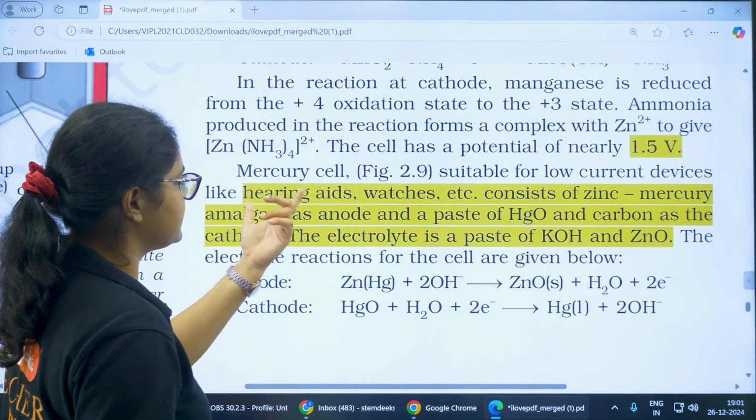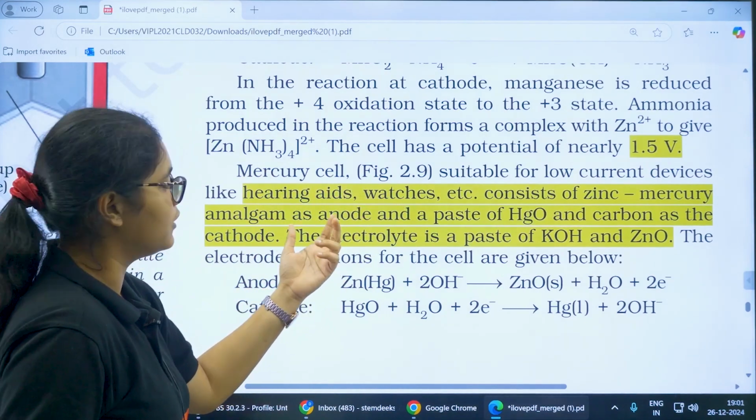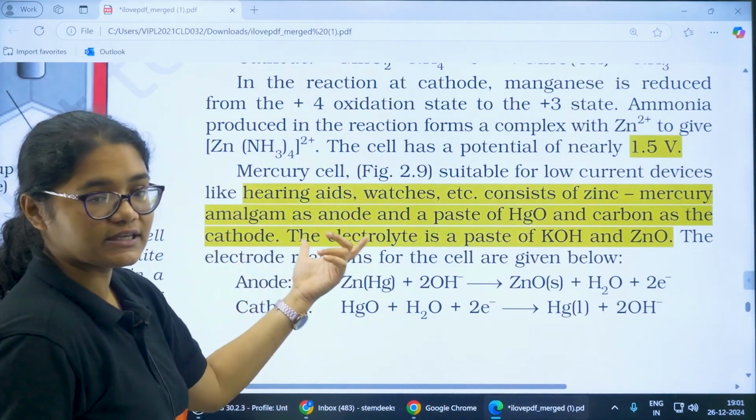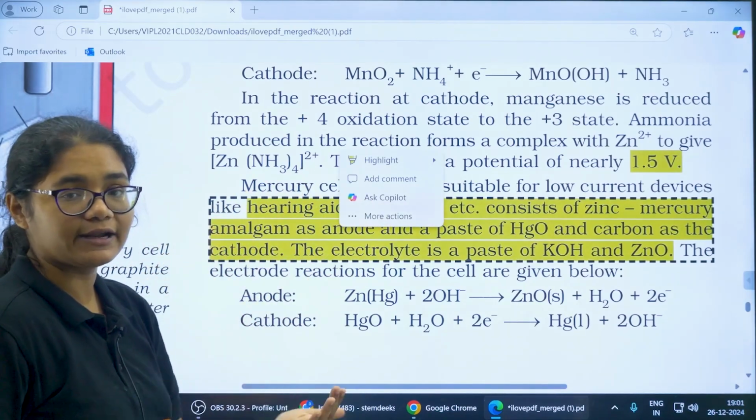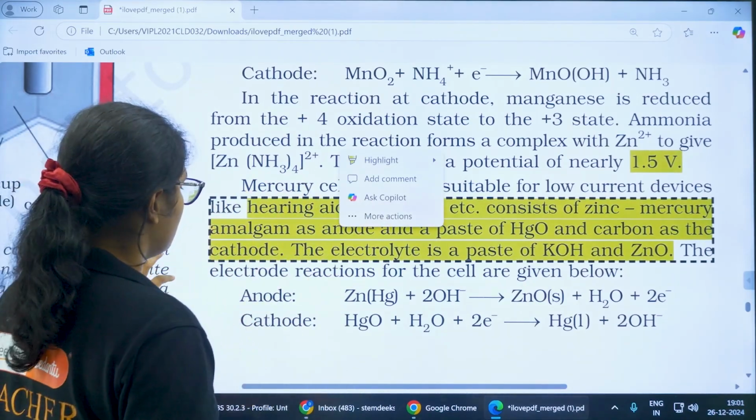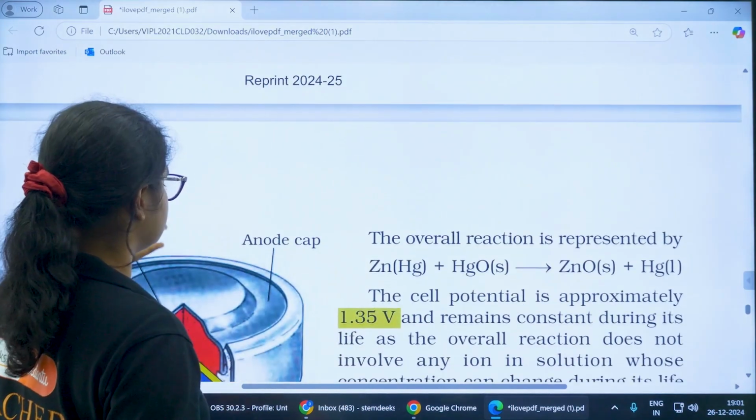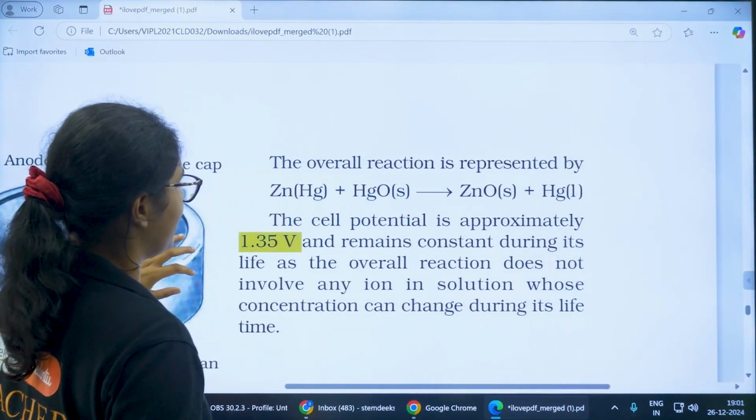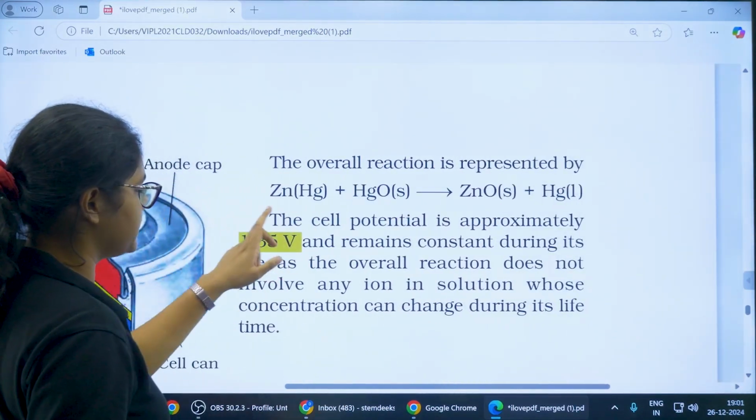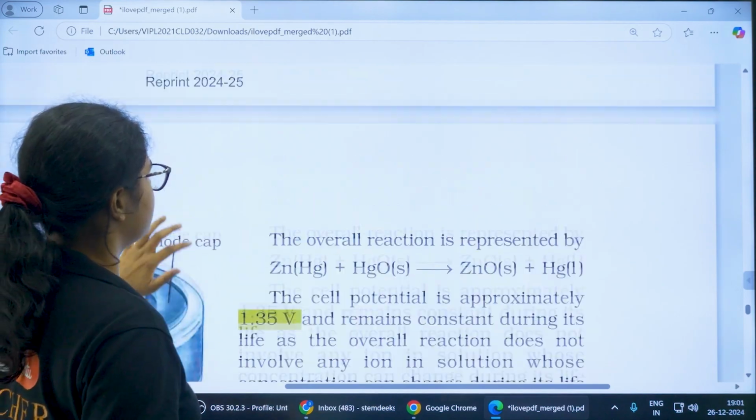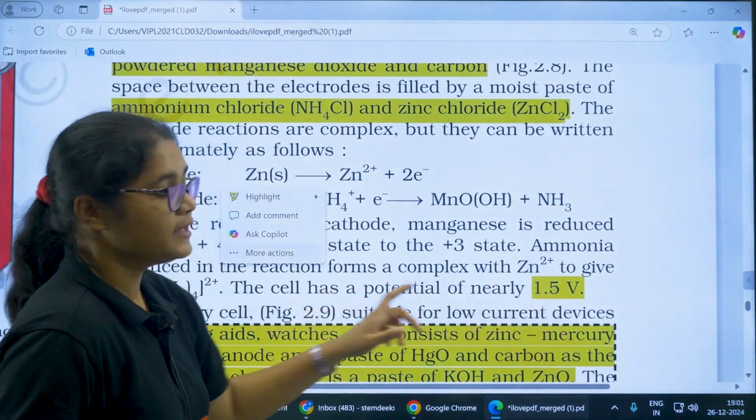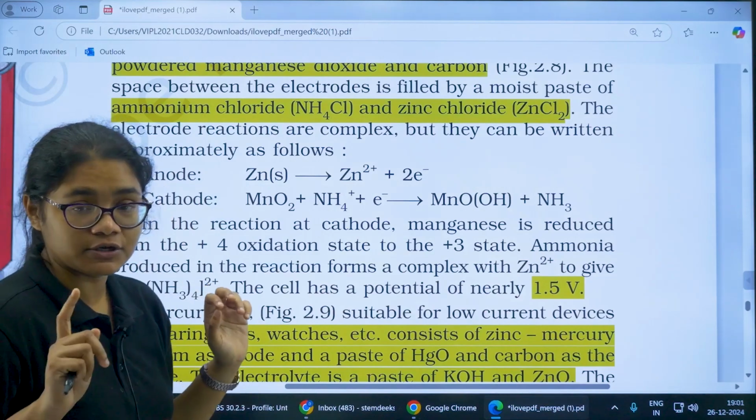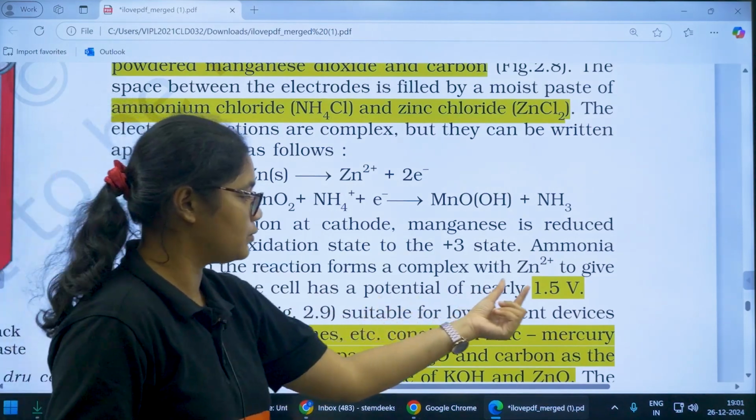Next, coming to mercury cell, where it is used, which is used as anode, which is used as cathode, these all things you should be knowing, and the electrolyte that is used. Okay, next we have the cell potential of mercury cell. Similarly, the cell potential of the previous cell was also given, 1.5 volt. This time in MCQ the cell potential was asked, so be very careful and note down these values.